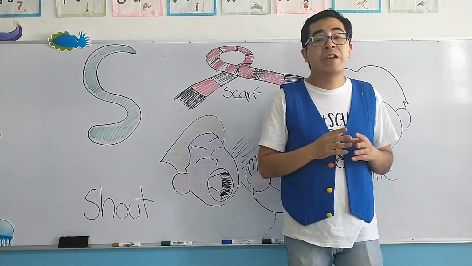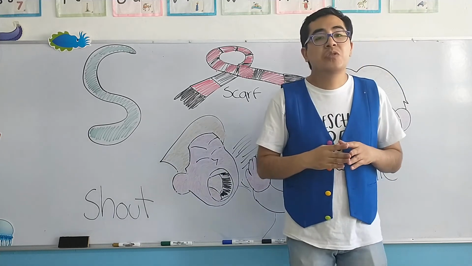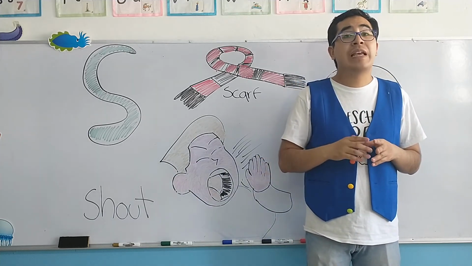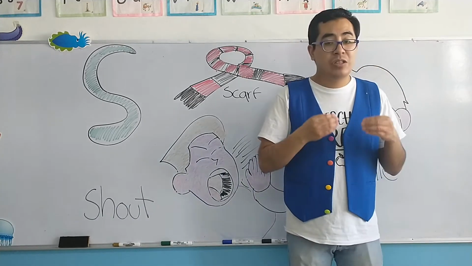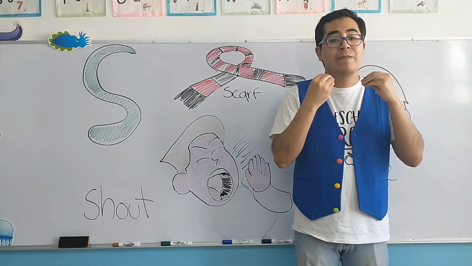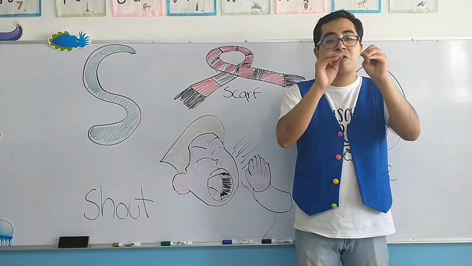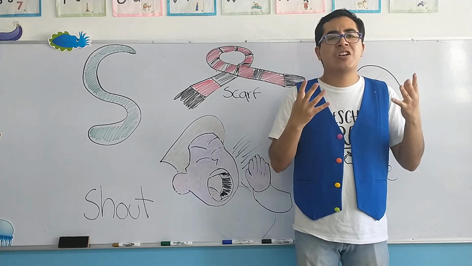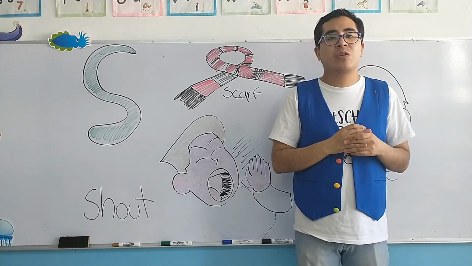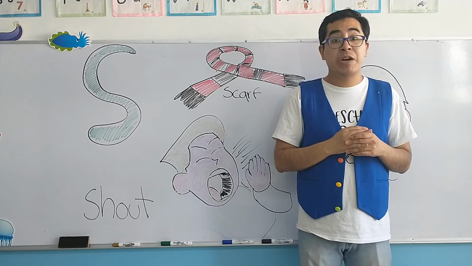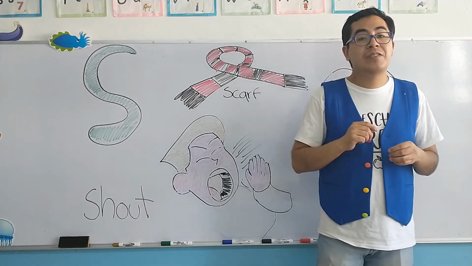Now, before we finish the class, let's review today's vocabulary with the letter S. For this, the teacher Jacob says at first, yo lo voy a decir primero, and you repeat it with all of your energy. Después ustedes lo repiten con todas esas fuerzas para que puedan escuchar su pronunciación. Let's start.